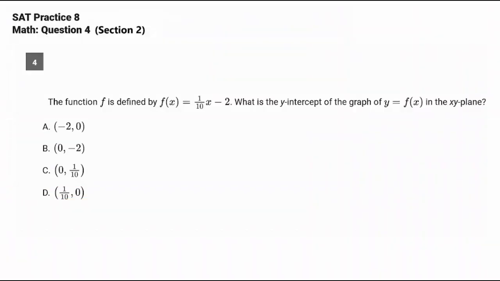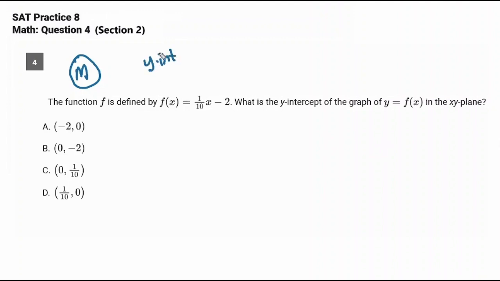We're on SAT Practice Test 8, Math Section 2. Welcome to Question 4. What's the level of difficulty here? Medium. The function f is defined by f of x equals 1/10 x minus 2. What's the y-intercept of the graph of y equals f of x in the xy plane? So write down what you're looking for.